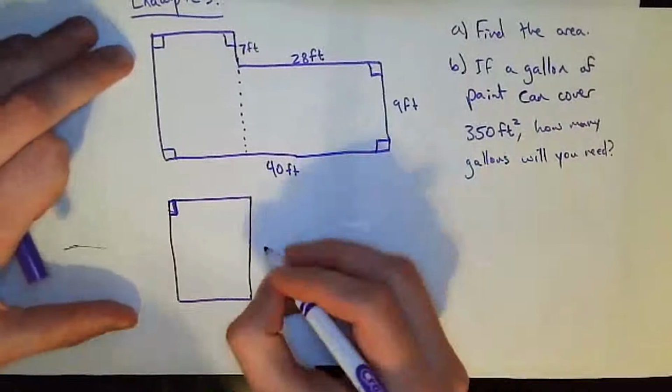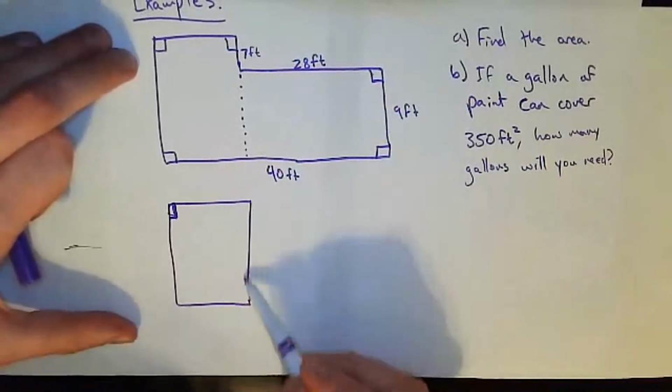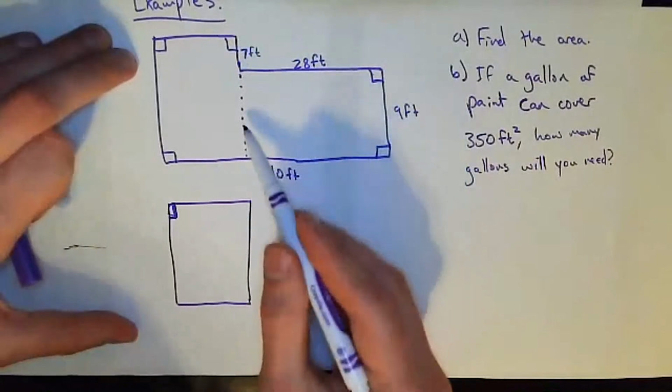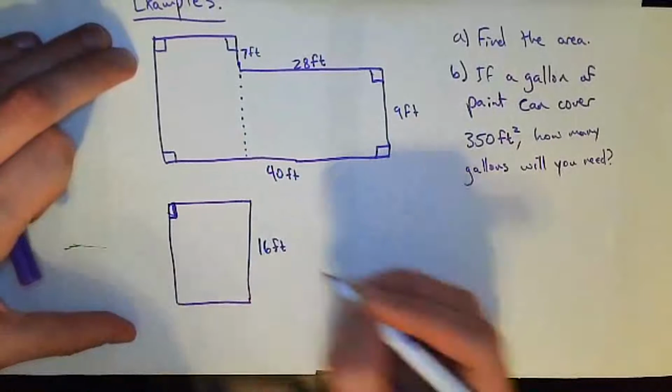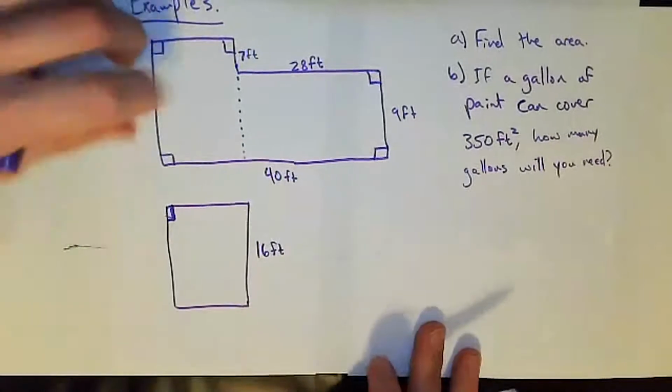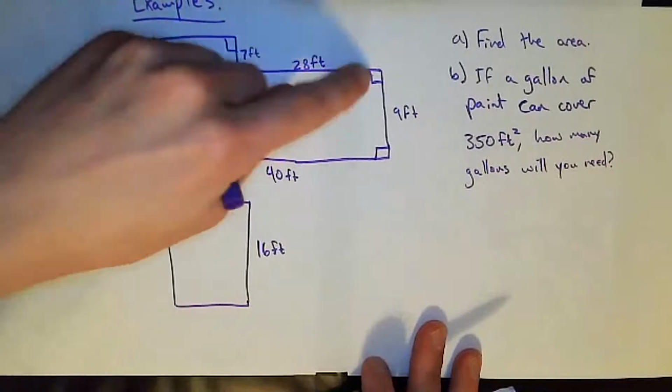This side will be, what will it be? 7 plus the 9, right? 7 plus this side, which is 9. So that's 16 feet. Okay. 7 plus 9, because this is 9 right here, from there.